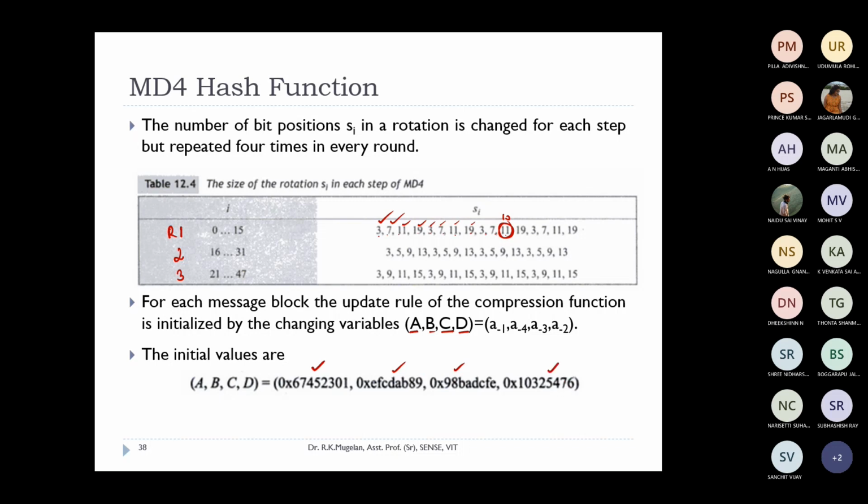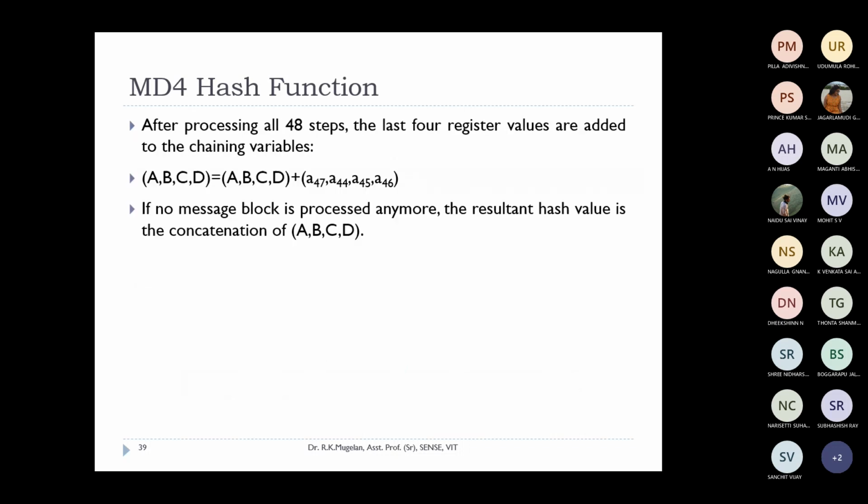Right. So once all the 48 steps have been over, you will get a final result as A47, A44, 45, 46. This will again be XORed with the initial value which you fed in before the first iteration, and this result is nothing but your final hash value. So this is how they made it more robust, because we can't find the reverse operation here.